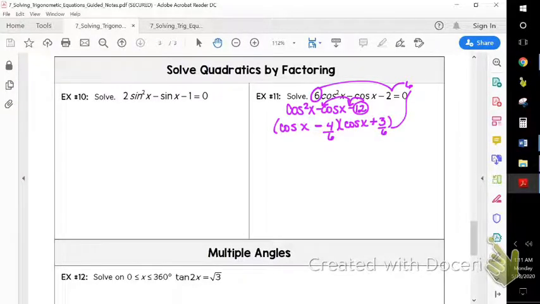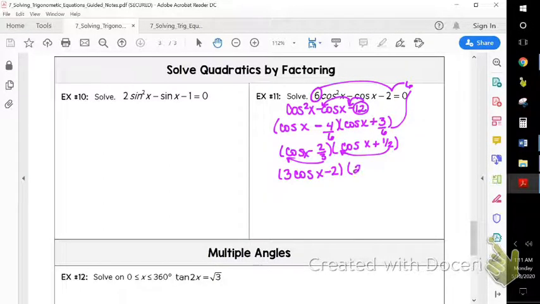Now remember the rule. If it will reduce, you've got to reduce it. And both of these will reduce. 4 over 6 is 2/3. And 3 over 6 is 1/2. So I forgot my x there. And then the number on bottom goes in front of the cosine. So we have 3 cosine of x, I forgot my x on that one too, minus 2 times 2 cosine of x plus 1.